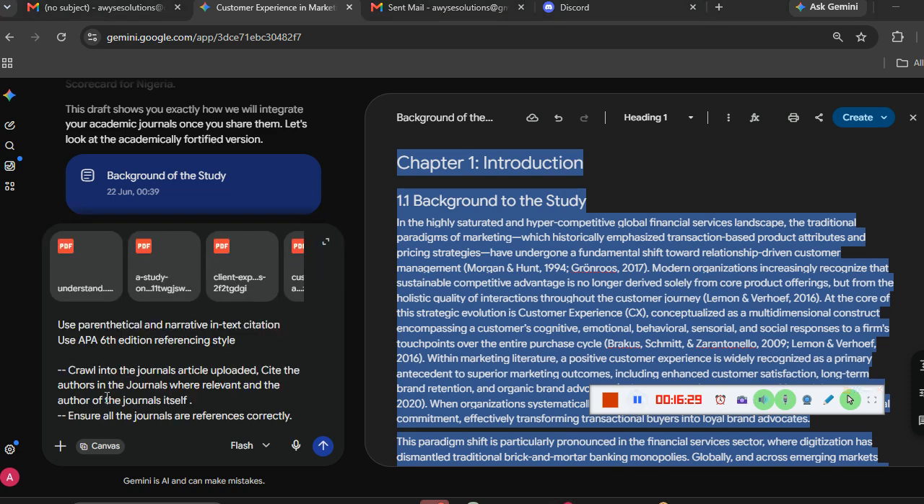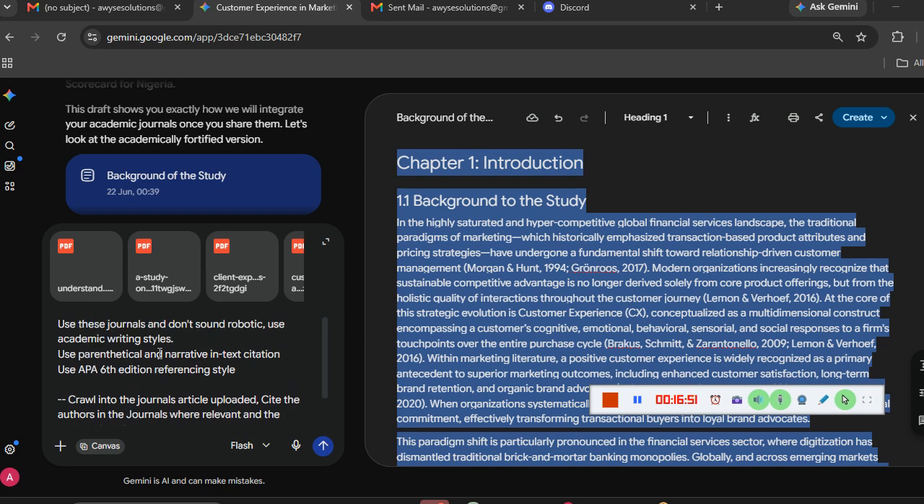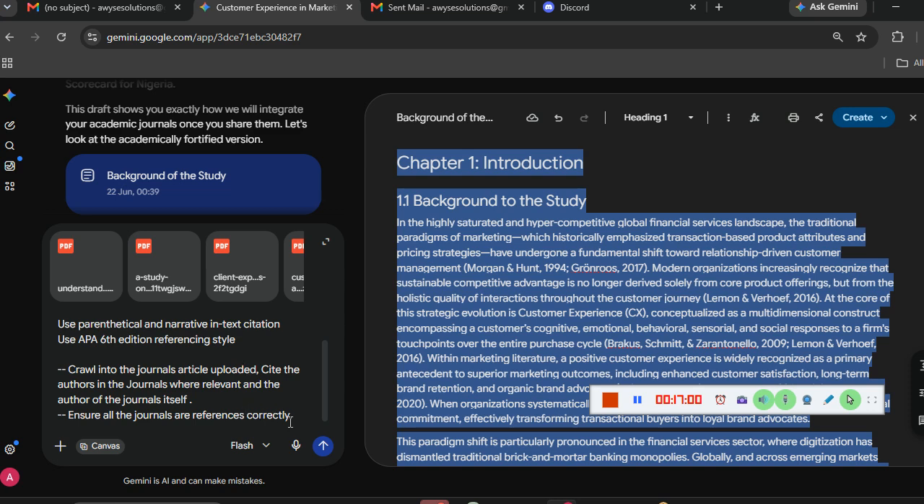Okay, so I have copied some things from the default prompt, which is: you should crawl into the journal article uploaded, cite the authors in the journal that are relevant, and the author of the journal itself. Ensure all journal references use parenthetical and narrative in-text citation, use this journal, and do not sound robotic. Use an academic writing style. There's one more thing I want to instruct you to do.